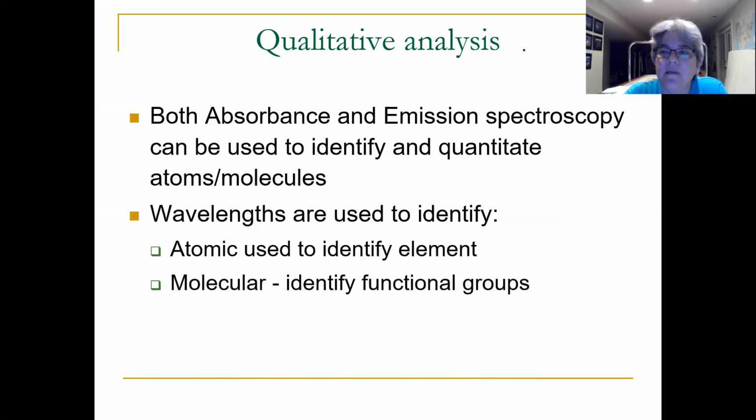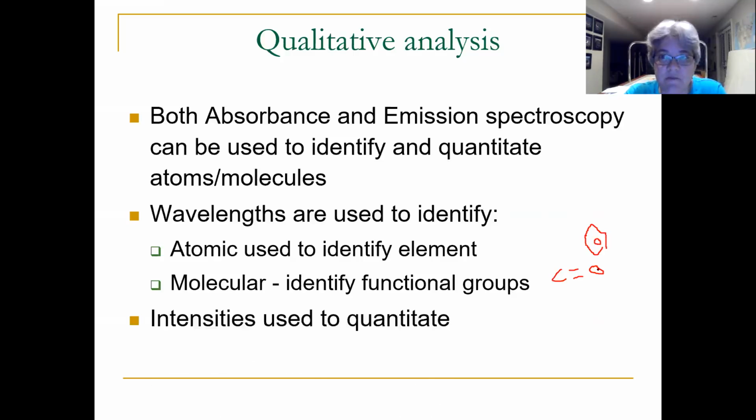If we have an atom, then the wavelengths actually tell me what element it is. If you have a molecule, then the wavelengths actually tell you what kind of functional groups you have. So it can tell you, oh, does the molecule have a carbonyl, or does it contain benzene rings? Okay, so it can answer those kinds of questions. So the wavelengths give me qualitative information. What is it? Now, we can also use spectra to give me quantitative information.